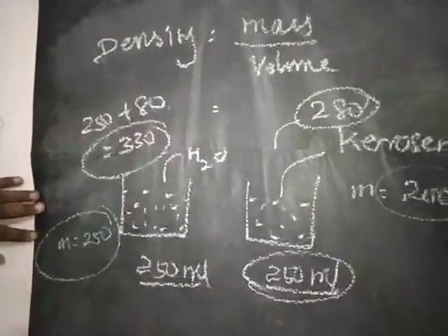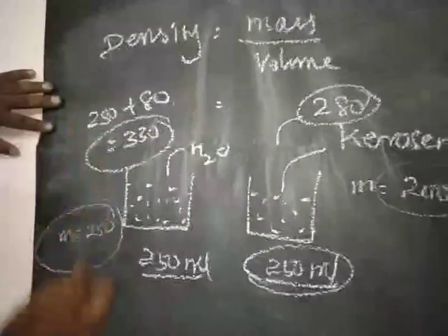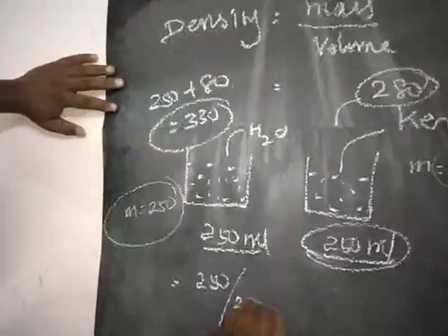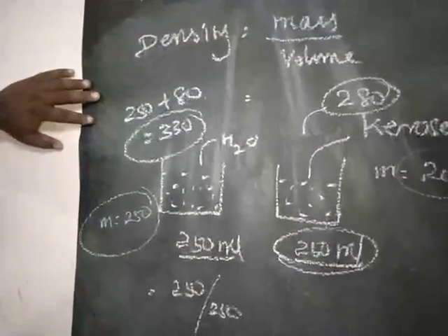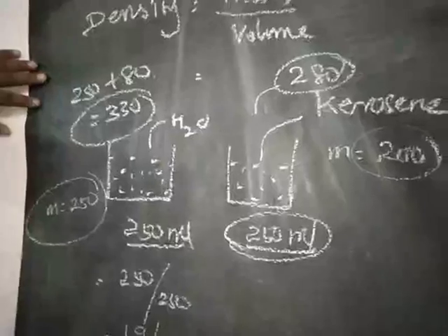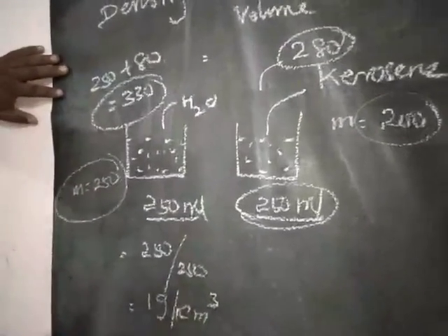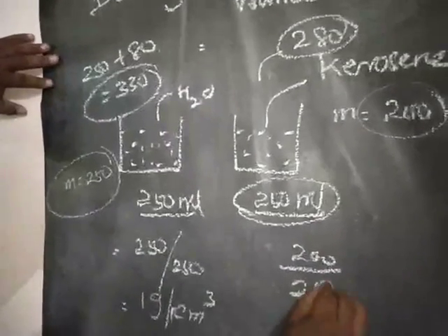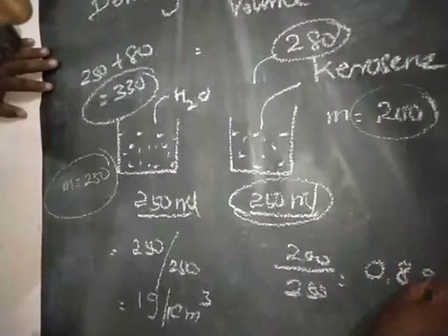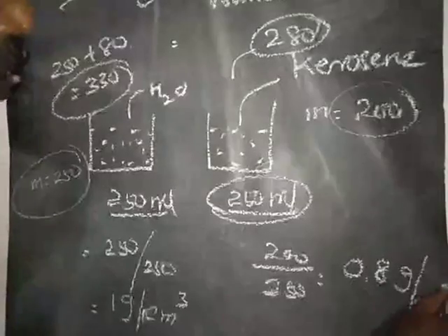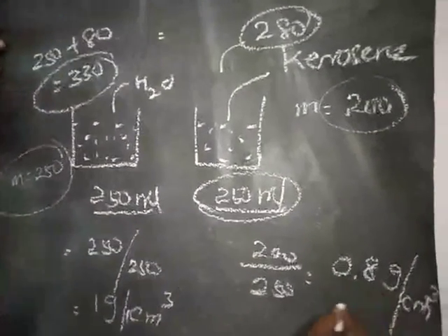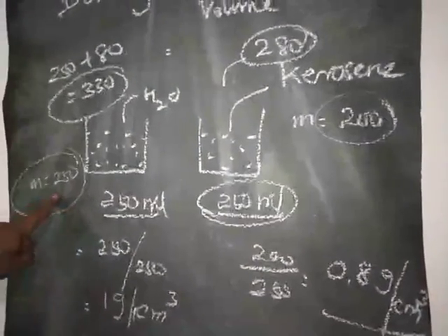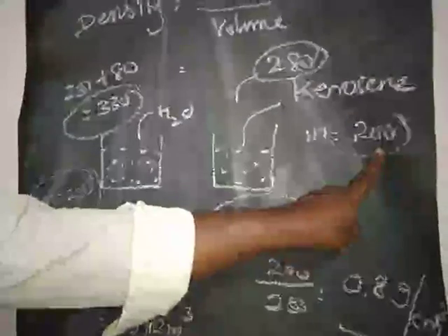Here mass is equal to 250. So we have to find out the density of this one. Density is equal to mass divided by volume. 250 divided by 250. So what is the answer? 1 gram per centimeter cube. Here 200 divided by 250 is equal to 0.8 gram per centimeter cube. Here mass is 250, here mass is 200.